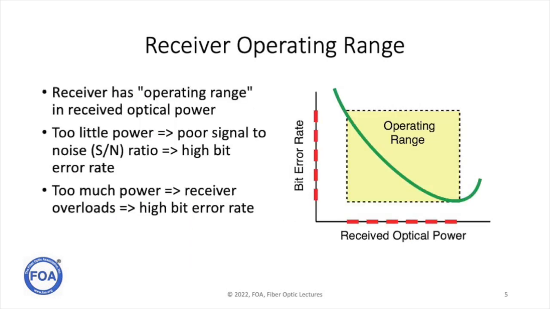The way you can look at that is with this graph, which shows the operating range of the receiver. If we have too little power, there will be a poor signal-to-noise ratio, and that will lead to high bit error rates. If we have too much power, the receiver will overload and distort the signal, and that also will lead to high bit error rates. So the yellow range shown there illustrates the minimum and maximum operating power of the data link in order to maintain an acceptable bit error rate.